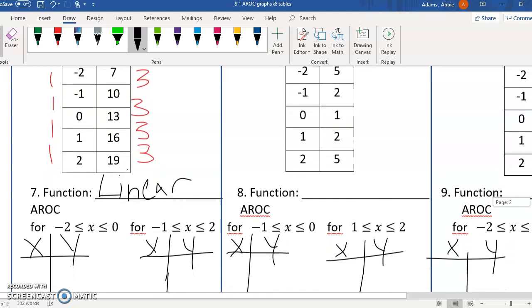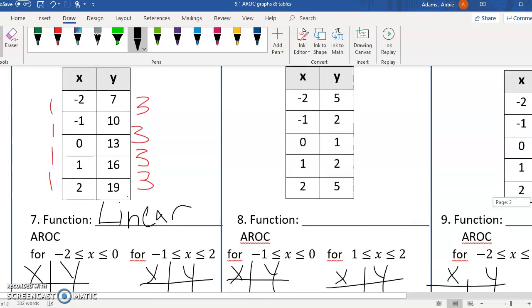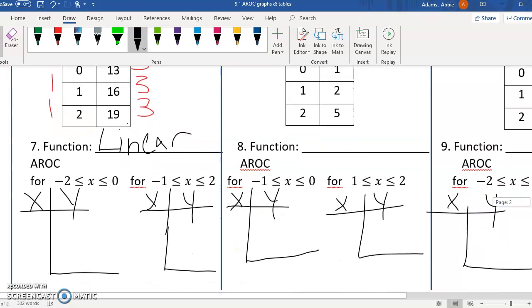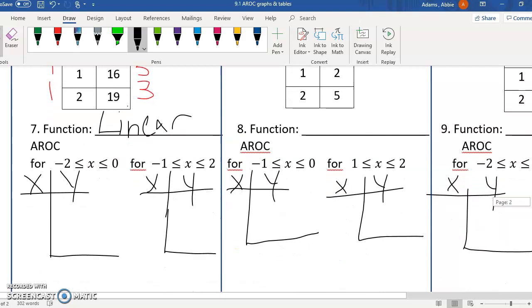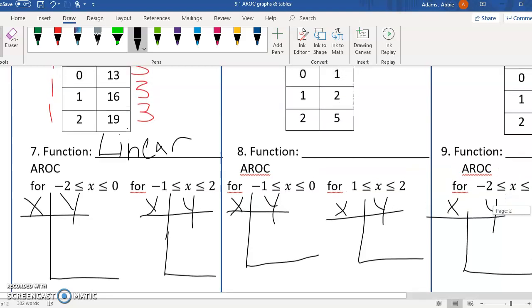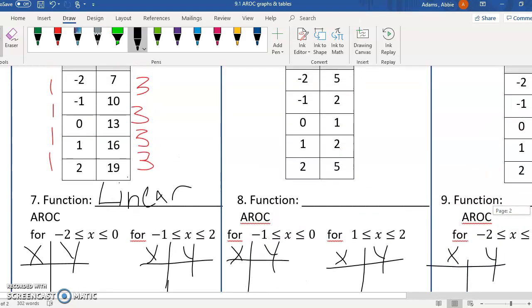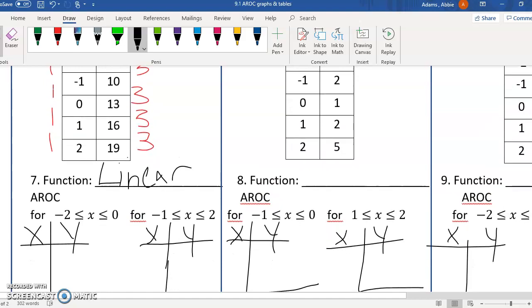Another way you could look at it, if you weren't just identifying the table, you could graph it, but we're looking at tables, so let's keep it that way. Now we're going to look at the interval from where x equals -2 up to 0. So at -2, y equals 7. So we've got -2, 7, and 0, 13.